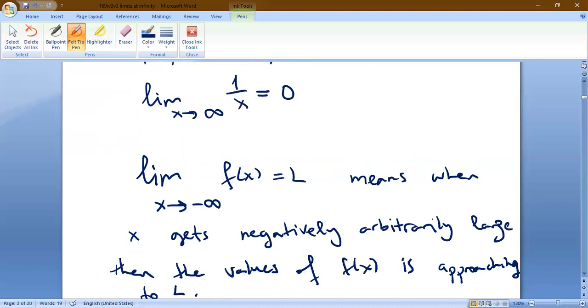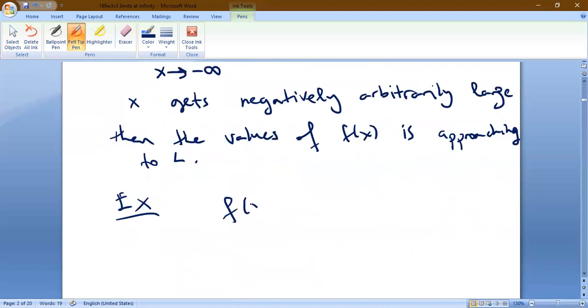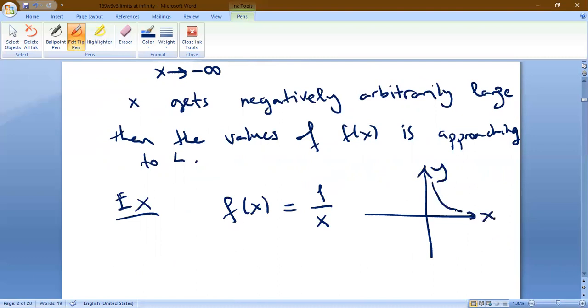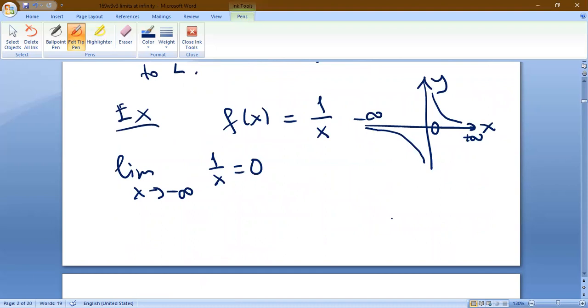As I said, this can be infinity also, but just like the previous example, if we take 1 over x, then if we remember the graph, it also looks like this. I didn't draw it the other time, but I could have drawn it anyway. It's getting closer and closer to this line here. This is the negative infinity direction, this is the plus infinity direction. When x gets negatively arbitrarily large, this function is getting closer and closer to zero. On that line, the y values are zero. So the limit of 1 over x, when x goes to minus infinity, is zero, okay?